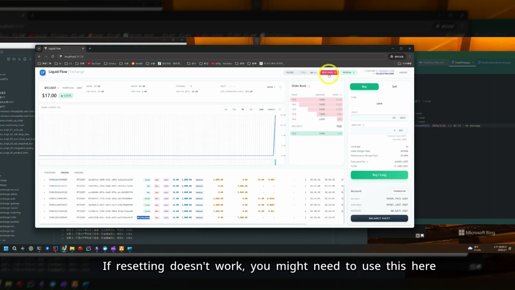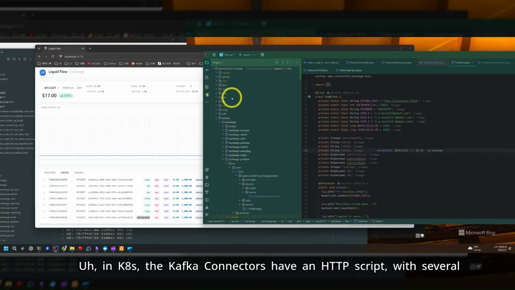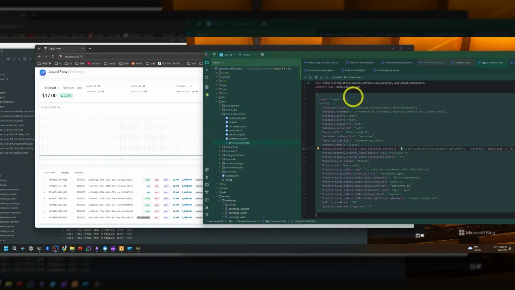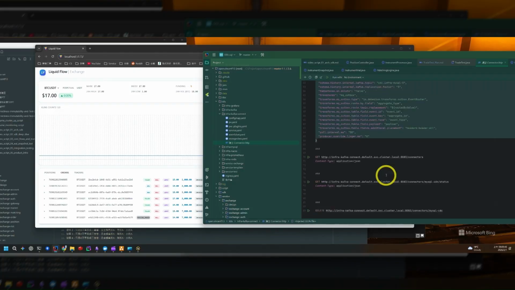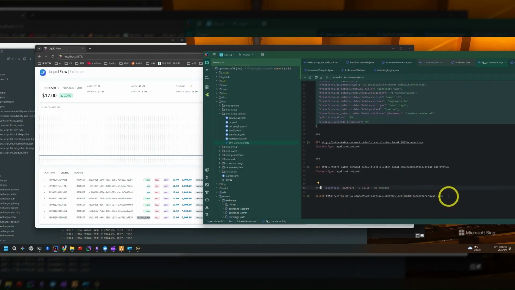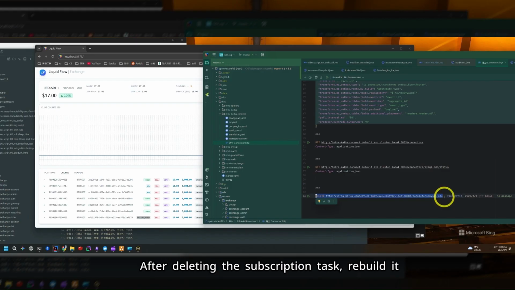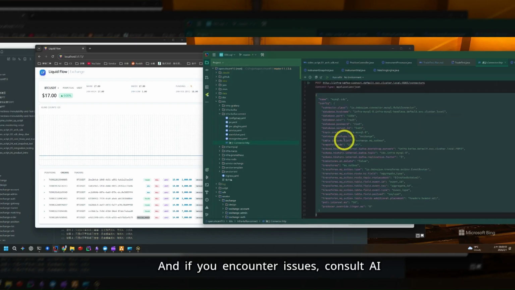If resetting doesn't work, you might need to use this here. In K8s, the Kafka connectors have an HTTP script with several HTTP requests to check its status. And if the status is wrong, you delete it. After deleting the subscription task, rebuild it. And if you encounter issues, consult AI.